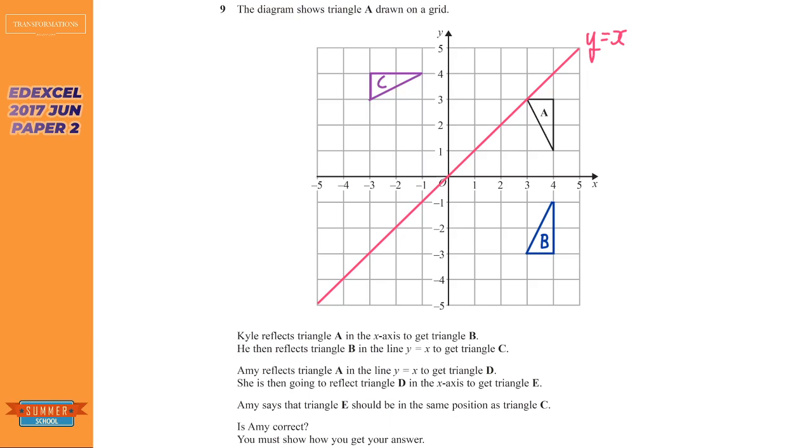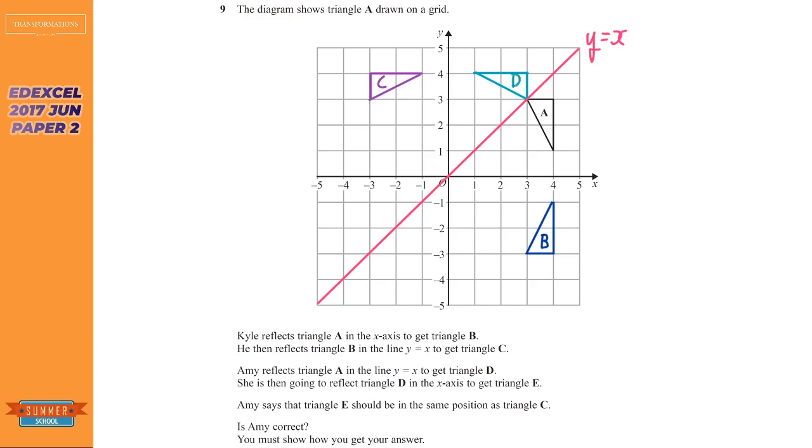Now, on your exam, you can leave those lines. I think that it's going to get a bit complicated if I leave them on this one. So Amy reflects triangle A in the line y equals x. So she's doing it straight away. So we're going to do the same thing and count the diagonals. Oh, that's a bit high. Let's do it a bit lower. There we are. Just the same as we've done before, and label it triangle D.